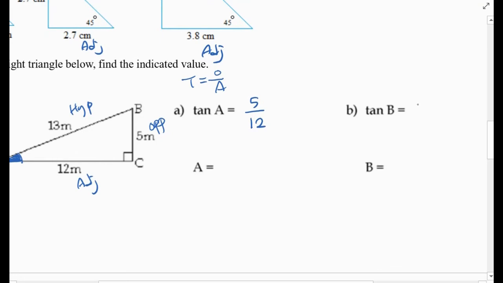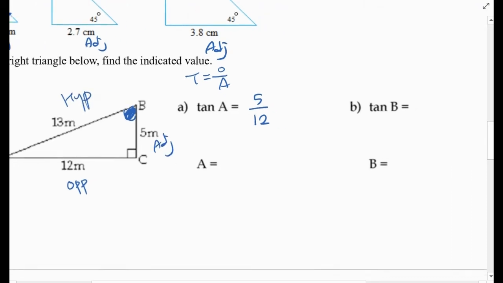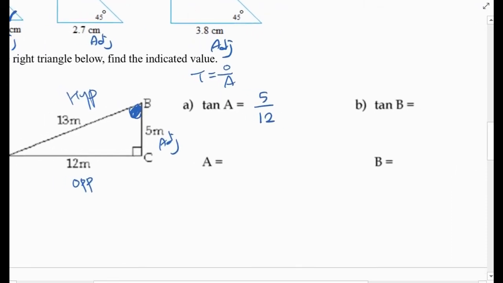Tangent B is, we have to change the angle. We are not using A anymore, we are using B. Now this is opposite, this is hypotenuse, and this is adjacent. Tangent B is opposite over adjacent, so 12 over 5. So we've found the tangent A and tangent B ratios.